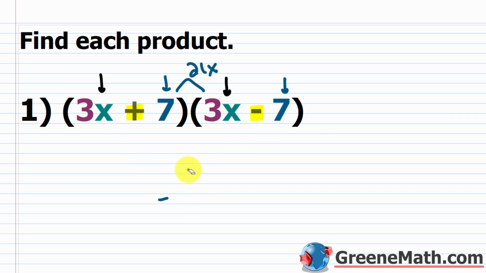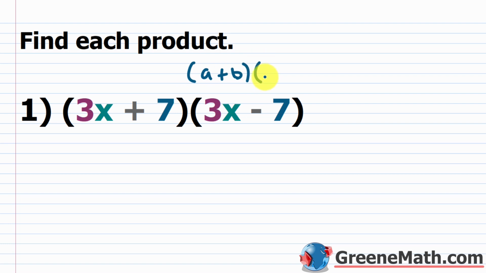So the formula, the way we write this, let me get rid of this real quick. If you see something like a plus b times a minus b, this becomes a squared, so the first guy squared, minus b squared, so the last guy squared, okay? You're skipping the outer and the inner, right? You're just making this quicker because you know those are going to cancel.